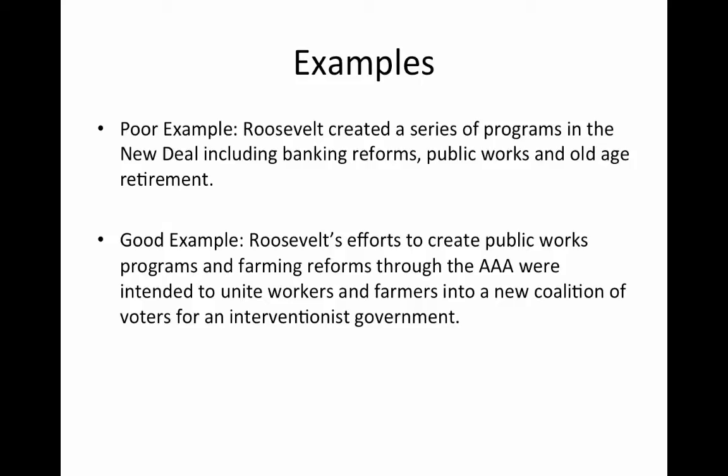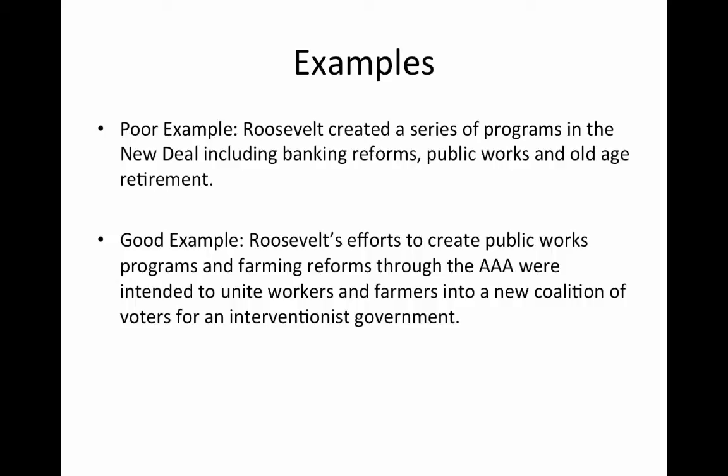So here are some examples. Here's a bad example. Roosevelt created a series of programs in the New Deal, including banking reforms, public works, and old age retirement. This is very true, he did do all this. But notice that by saying it this way, there's nothing specific and it's not leading up to the document. Here would be a better way for us to write this.